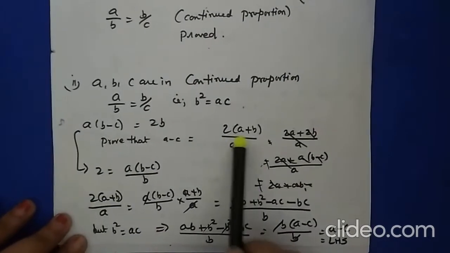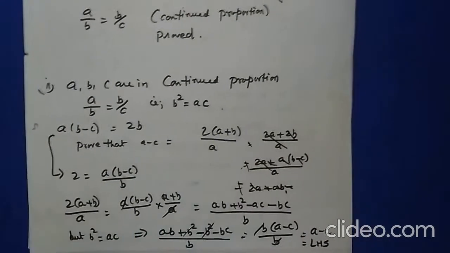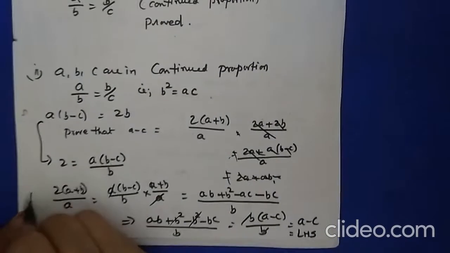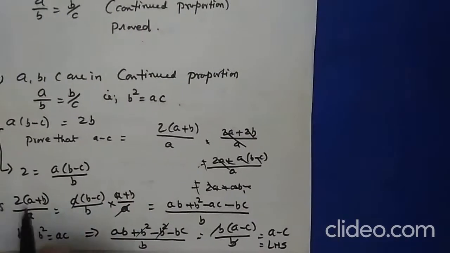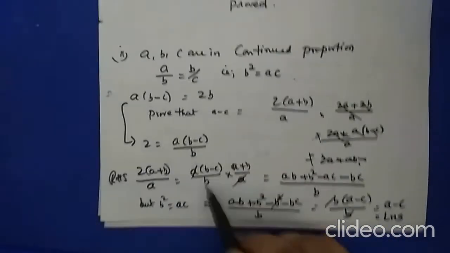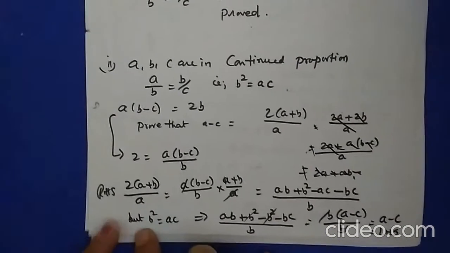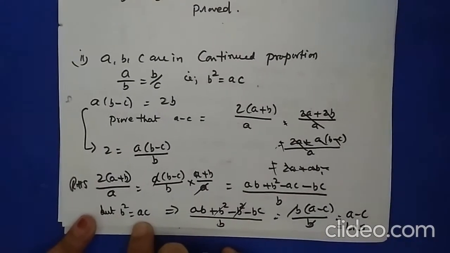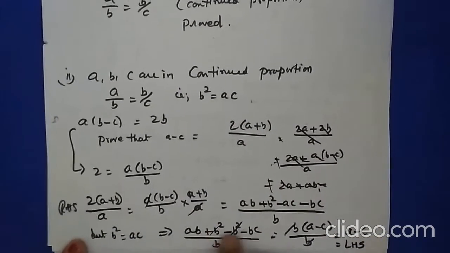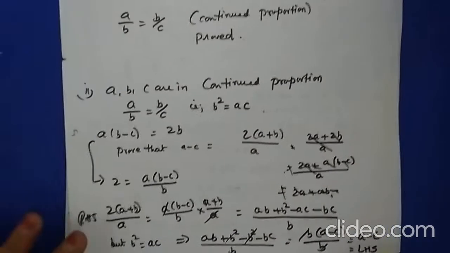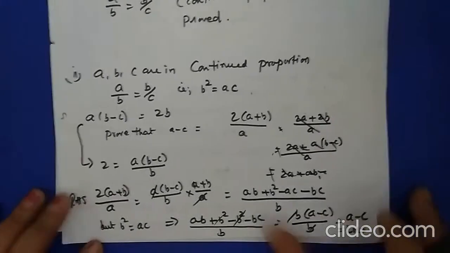So I am taking this value, that is the right hand side I am taking. So what is RHS? You are taking 2. So in the place of 2, A into (B minus C) by B into (A plus B) by A. So in the place of B squared, again you are substituting AC, or in the place of AC, B squared. Anything you can substitute, it is cancelling. Therefore, you are getting A minus C, that is equal to the left hand side.